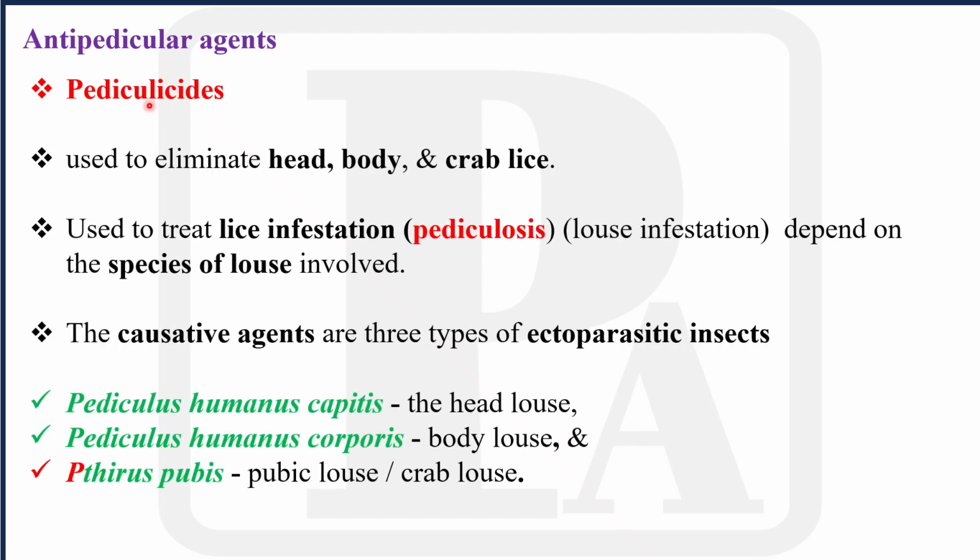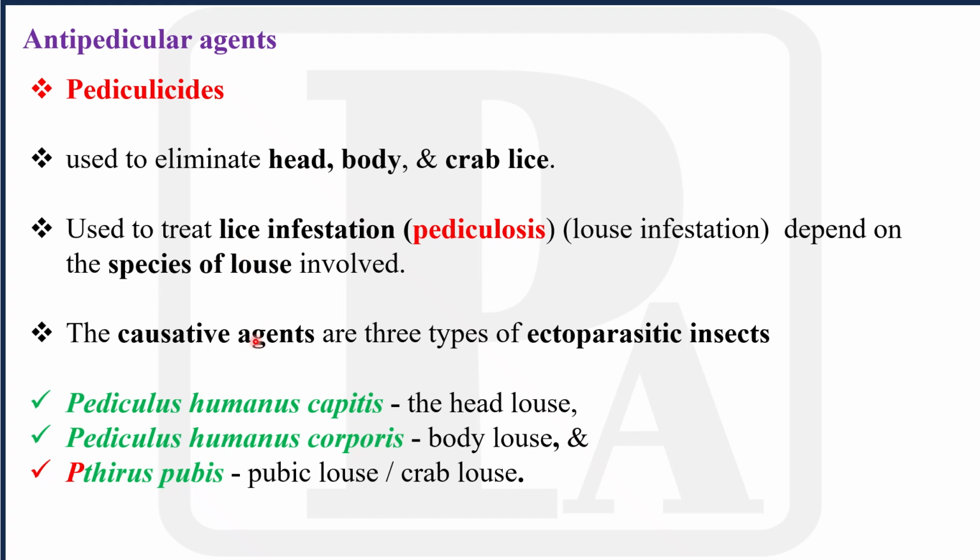Next are antipedicular agents. These are otherwise called pediculicides. Just as antiscabious agents are called scabicides, antipedicular agents are called pediculicides. They are used to eliminate head, body, and crab lice. That is, they are used to treat lice infestation, or louse infestation, or pediculosis. The singular form is louse and the plural is lice.